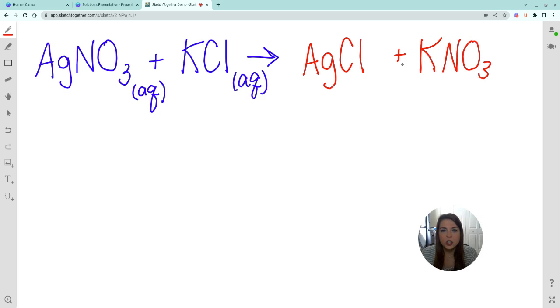And now I need to determine if my products are soluble or insoluble. So looking here, the potassium and the nitrate, they're both always soluble with no exceptions. So these ions will continue floating around in the water. But silver chloride, just like our example before, is insoluble. So the result will be a solid product sitting on the bottom of the container.